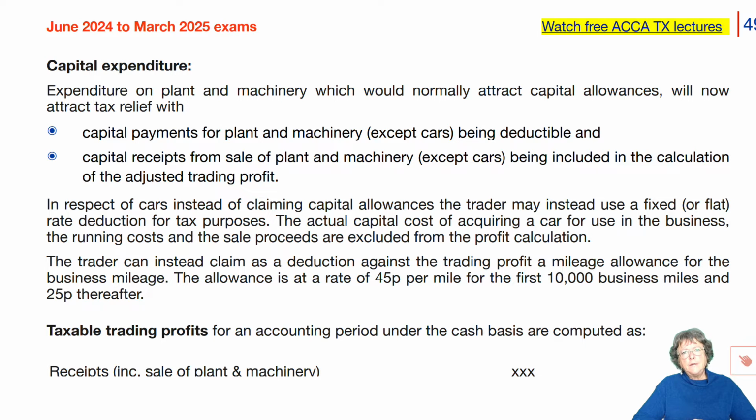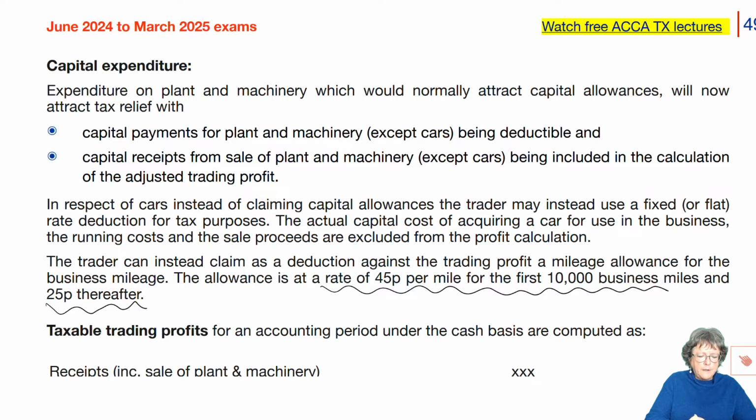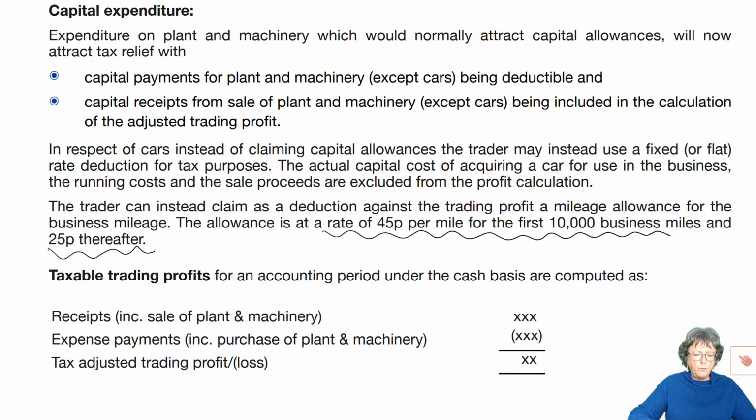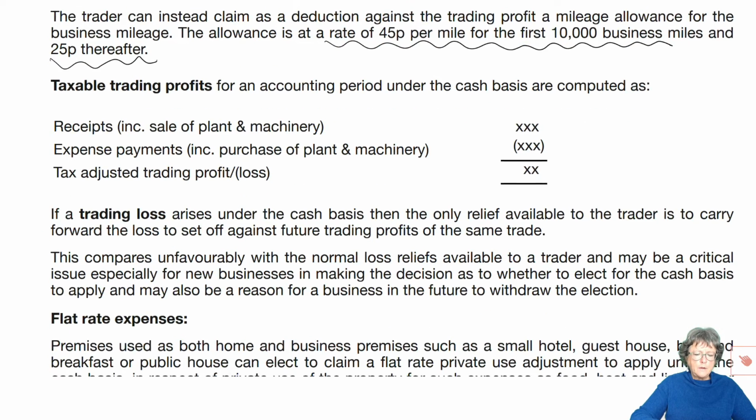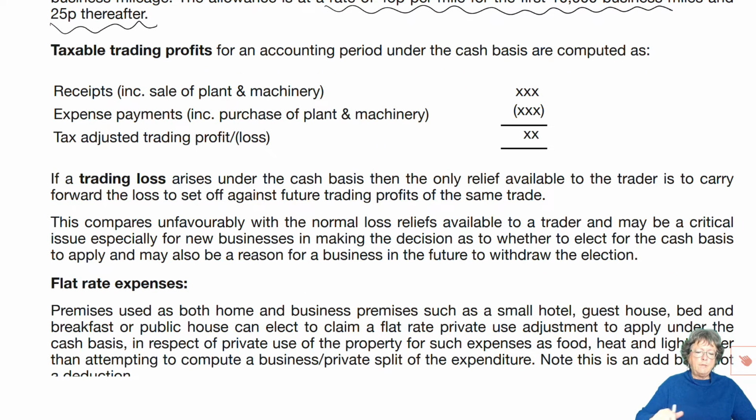Cars, you can either claim capital allowances or you can claim the flat rate of 45 pence for the first 10,000 miles and then 25 pence afterwards. The question will clearly show you one way or the other, and that's what you would prepare. Receipts, less expenses, gives you a trade profit. Three lines.